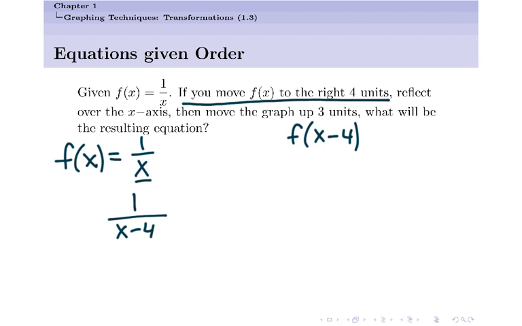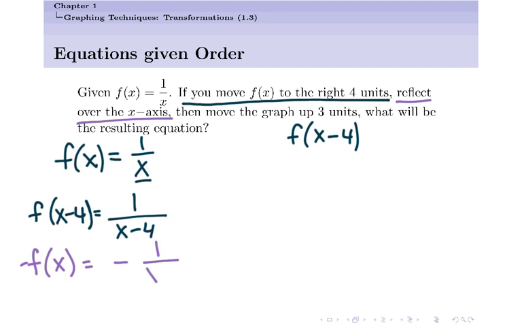Now I need to reflect over the x-axis. So I take my previous step, we'll call it f of x, and I reflect it over the x-axis. That means I negate the entire thing. So I'm going to negate the entire previous equation. Now I need to move the graph up 3 units. So I take my previous equation and I tack on a plus 3 to it.